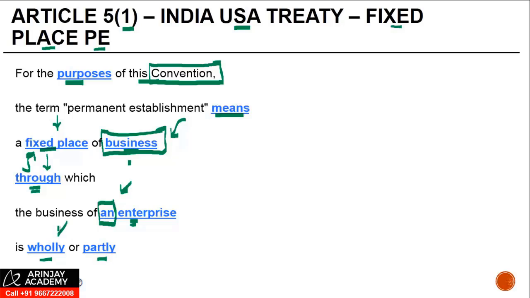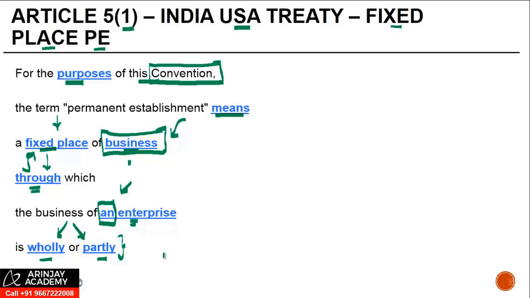Wholly or partly. You may carry on the entire business from such a place, or you may carry on some part of the operations. If you carry on some part of the operations, there has to be an attribution of income which needs to be done, and accordingly tax will be leviable on the proportionate income. For this, you should refer back to Article 7, which is business profit.